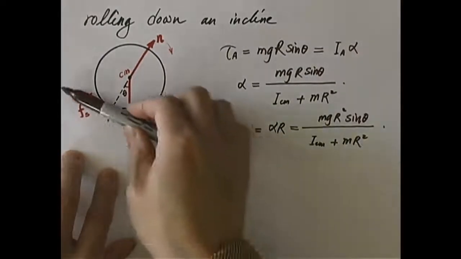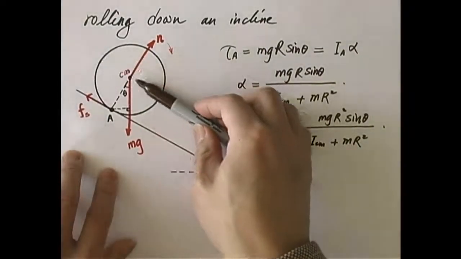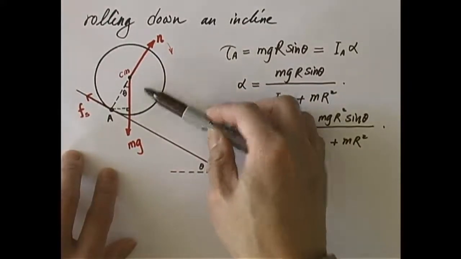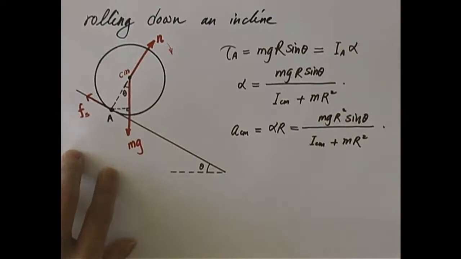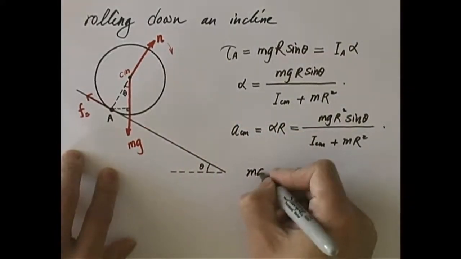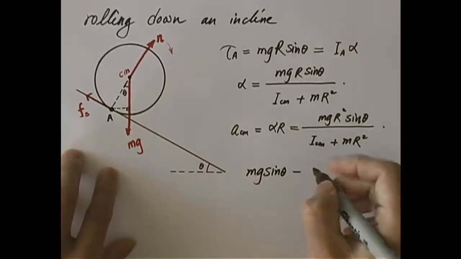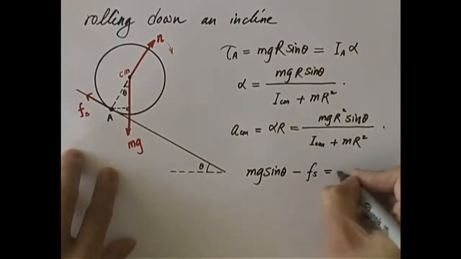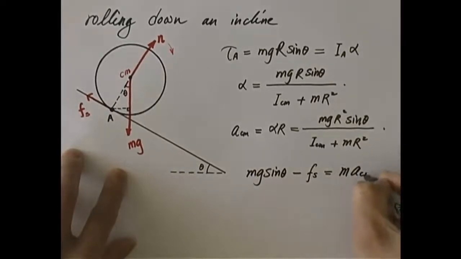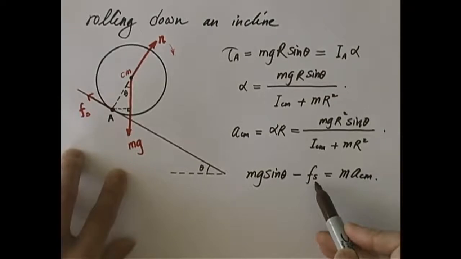The net force along the incline should provide the acceleration of the center of mass along that direction, and the center of mass only accelerates along that direction, parallel to the incline. So, if I apply Newton's second law along the incline, I have mg sine theta going down minus Fs going up equals mass times ACM. I know what ACM is. It's right here. That tells me what Fs is.